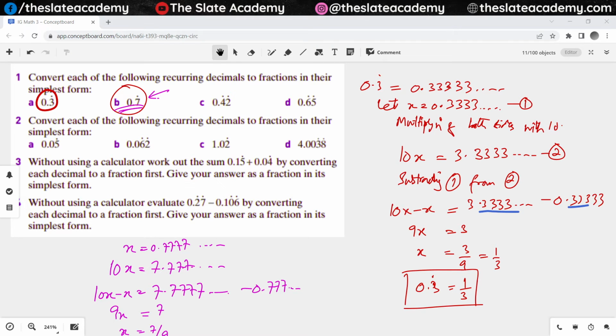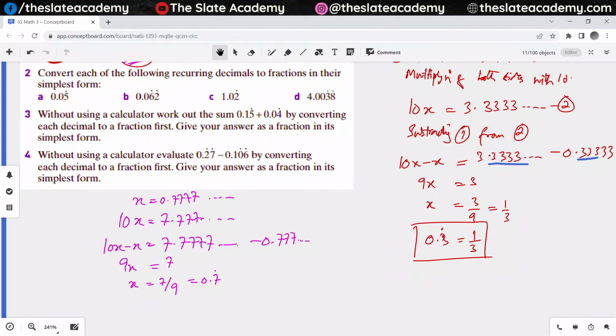Acha ji, Miss Anam has sent the solution. Miss Anam, your solution, 7 by 9. 7 by 9 is equal to 0.7 recurring. Good. Acha, can somebody tell me first, Miss Noor, have you completed the solution? Question number 1B.